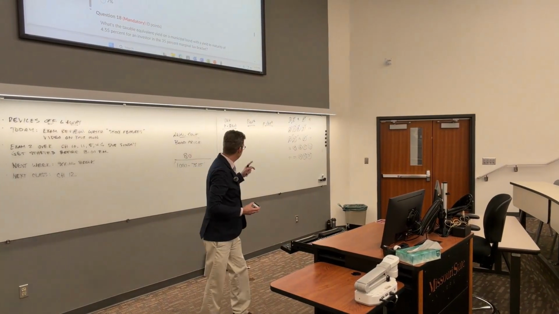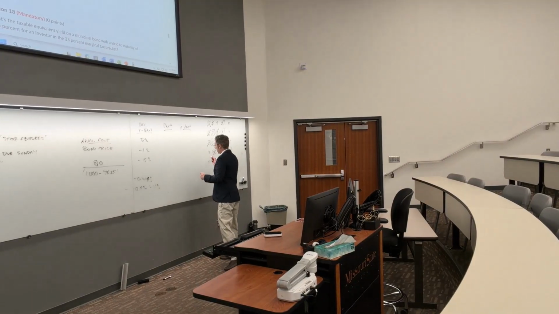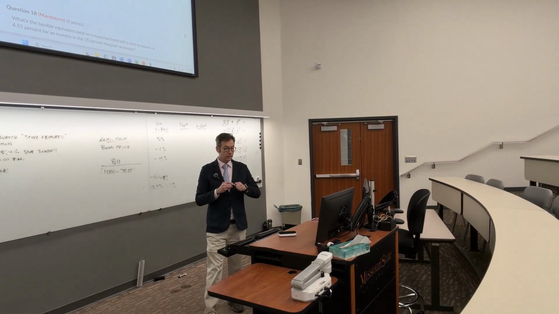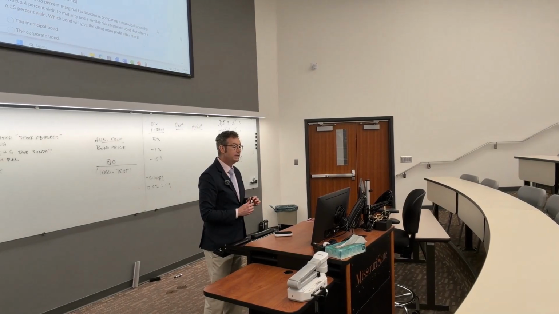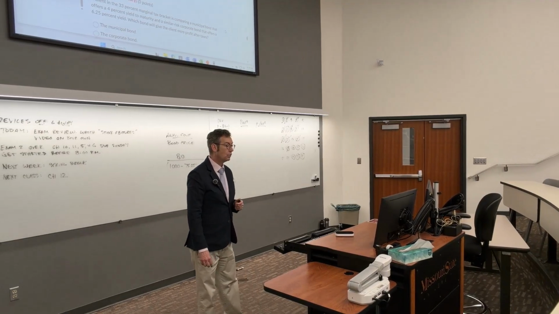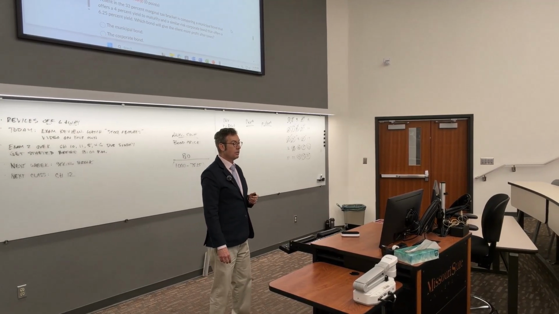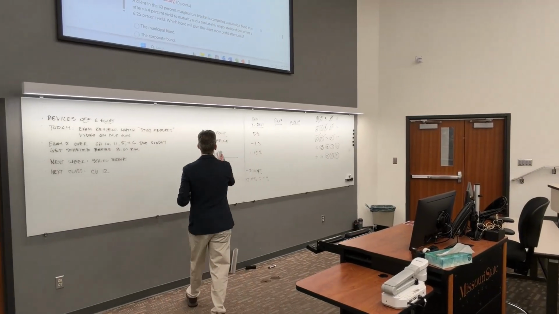Okay, let's see. That was number 17. Now we're on to number 18. What is the taxable equivalent yield on a municipal bond with a yield to maturity of 4.55% for an investor in the 35% marginal tax bracket?